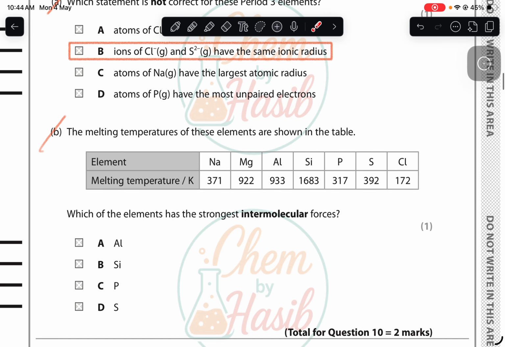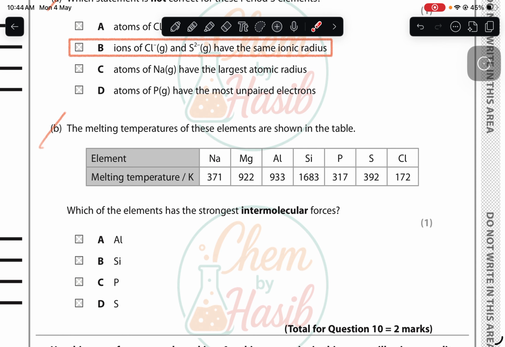Now we move on to question number B. Which of the elements has the strongest intermolecular forces? Intermolecular forces are present only in phosphorus, sulfur and chlorine. Because the others are metals, they don't have intermolecular forces. Silicon is a giant covalent molecule. It contains only covalent bonds and not intermolecular forces. If you compare these three, sulfur has the highest melting temperature, which indicates sulfur has the strongest intermolecular force. So the answer to this question will be B.